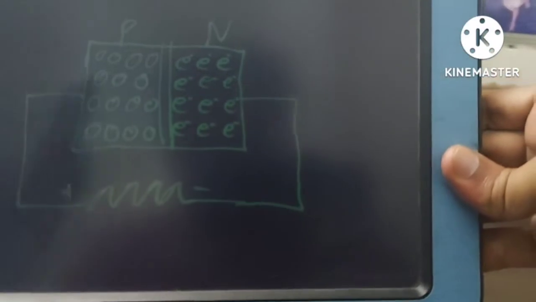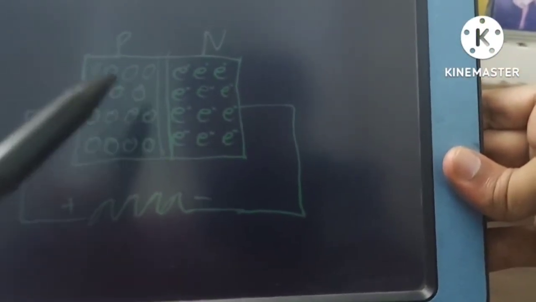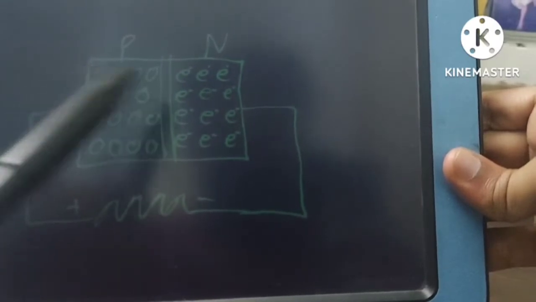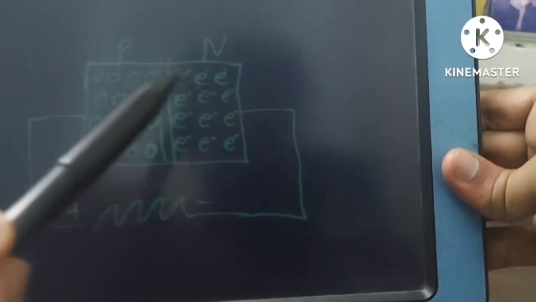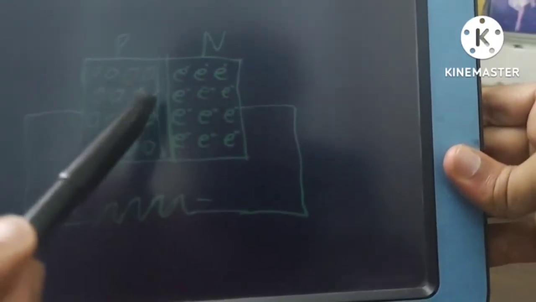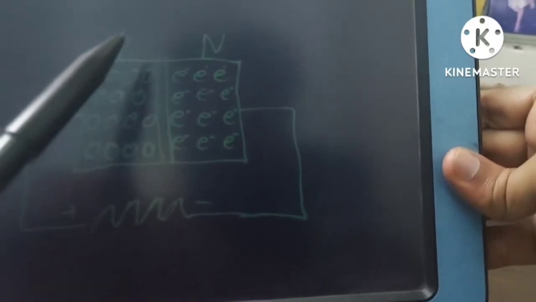So, this is a diagrammatic representation of a solar cell. This is a single solar cell. One side is doped with a p-type semiconductor. Another side is doped with an n-type semiconductor, and this one right here is the depletion layer.